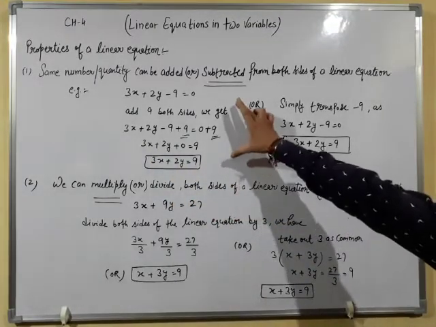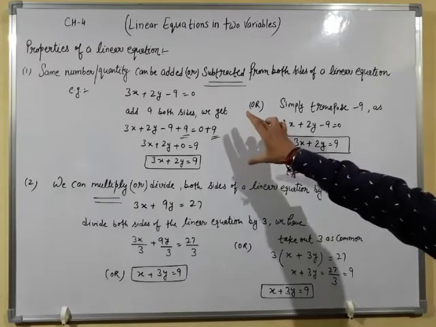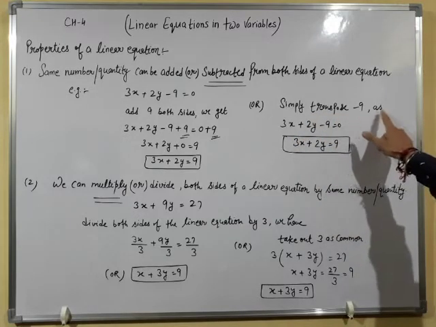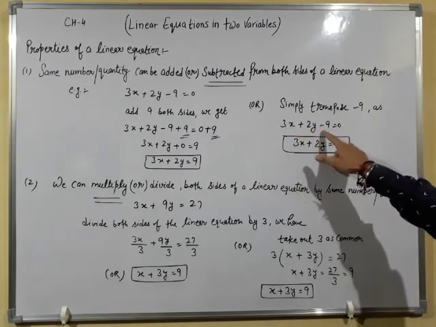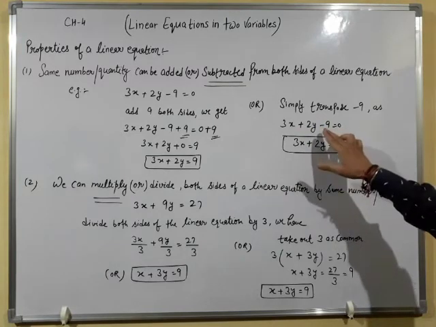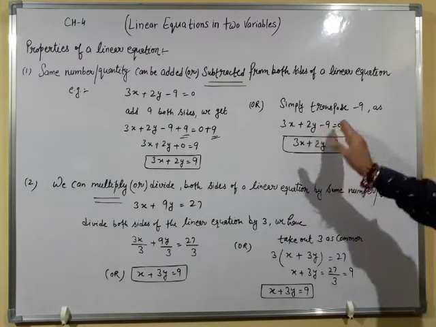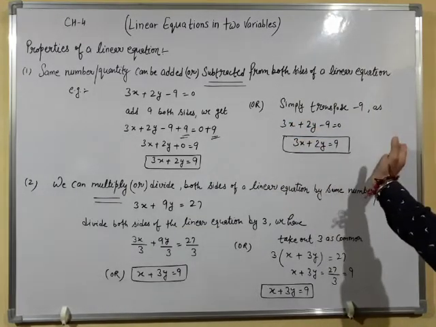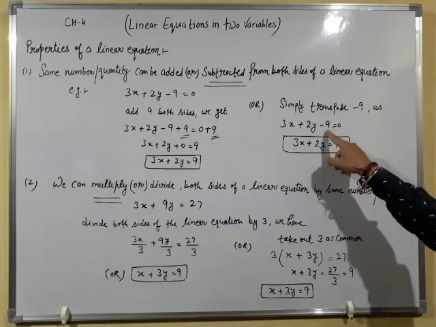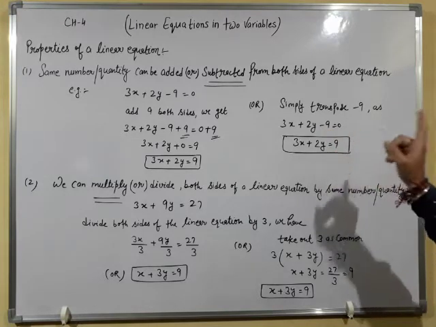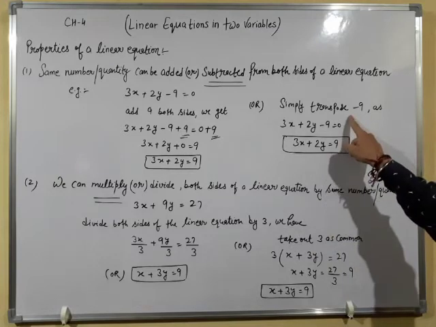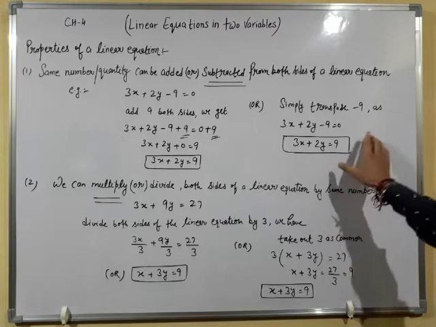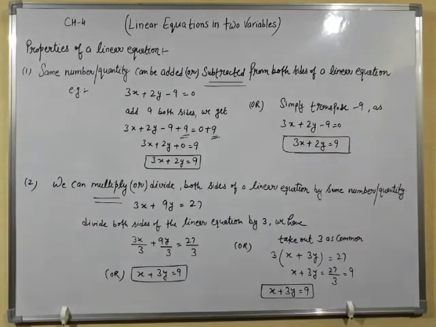But we can do this work in an easy manner also. Here, simply we can transpose minus 9 from 3x plus 2y minus 9 is equal to 0. When we transpose minus 9 from the left hand side of the equation to the right hand side, then this minus 9 will change into plus 9 according to the rule of transposition. So 3x plus 2y is equal to 9 will be the transformed form of the linear equation in two variables.